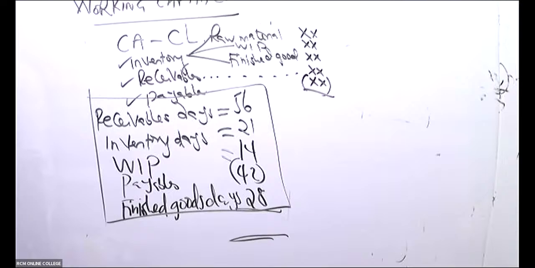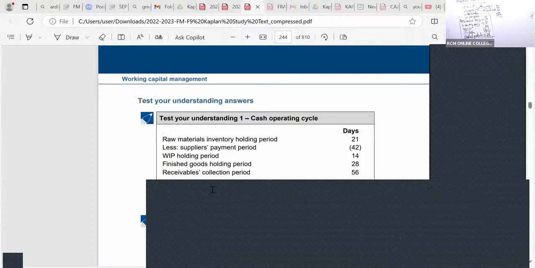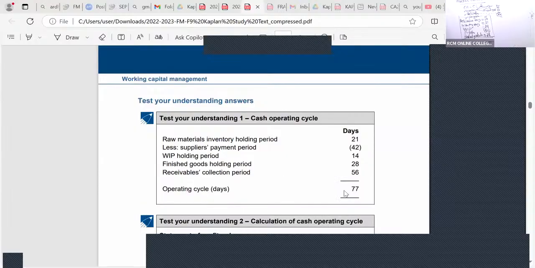77. Thank you very much. So remember the book has answers at the back. You can see here the operating cycle days, cash cycle days, they are 77. Every other thing you are adding, except for payable days.